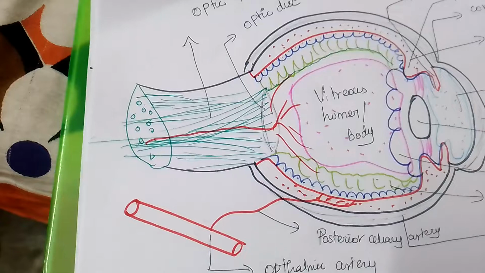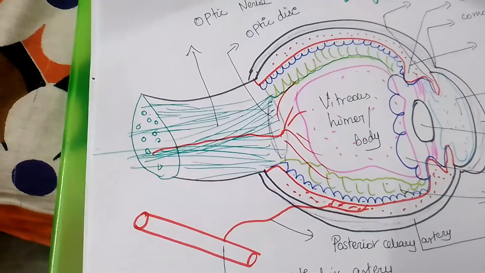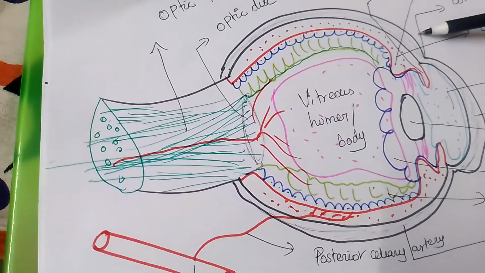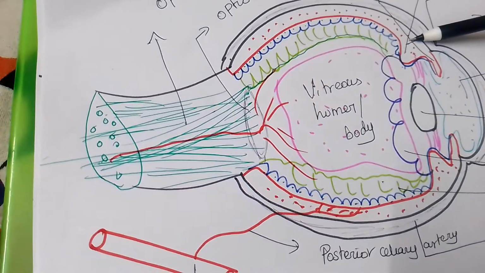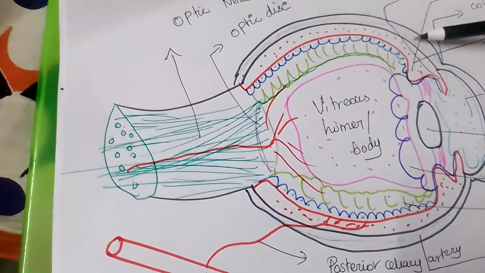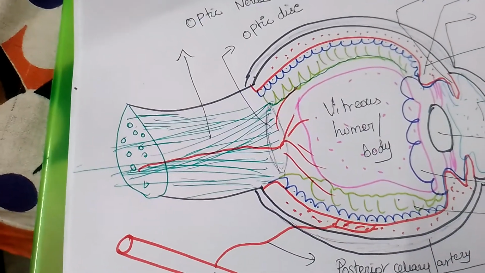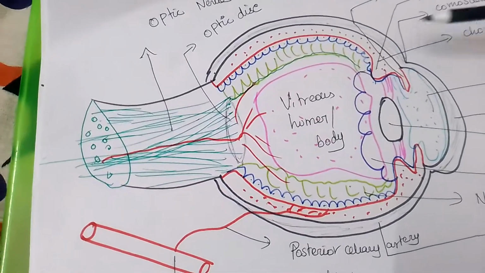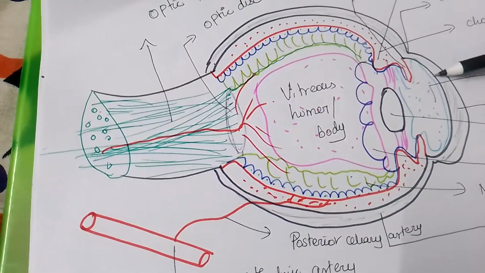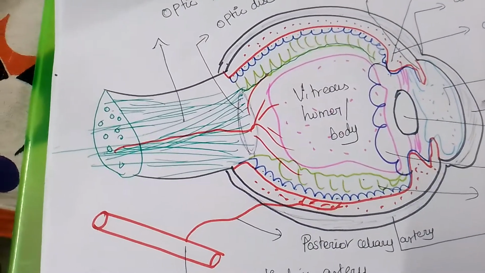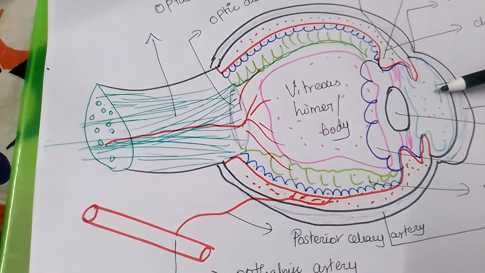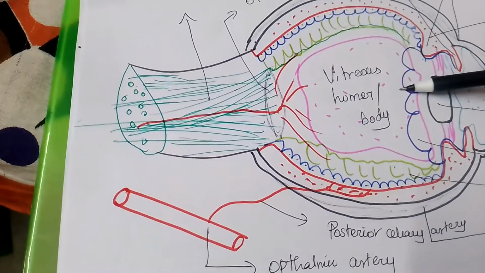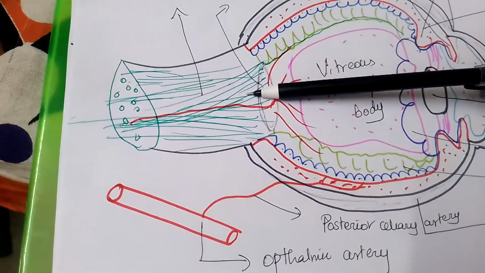The structure of the eye: we are seeing about the walls of the eye. The first layer is called the protective layer, then the nutritive layer, and the neuronal layer. The protective layer consists of the sclera and the cornea. The posterior part is the sclera, a very tough and opaque layer, and the cornea is a very transparent layer. The light passes through the cornea, the aqueous humor, and the lens, crossing this area and reaching the optic disc.